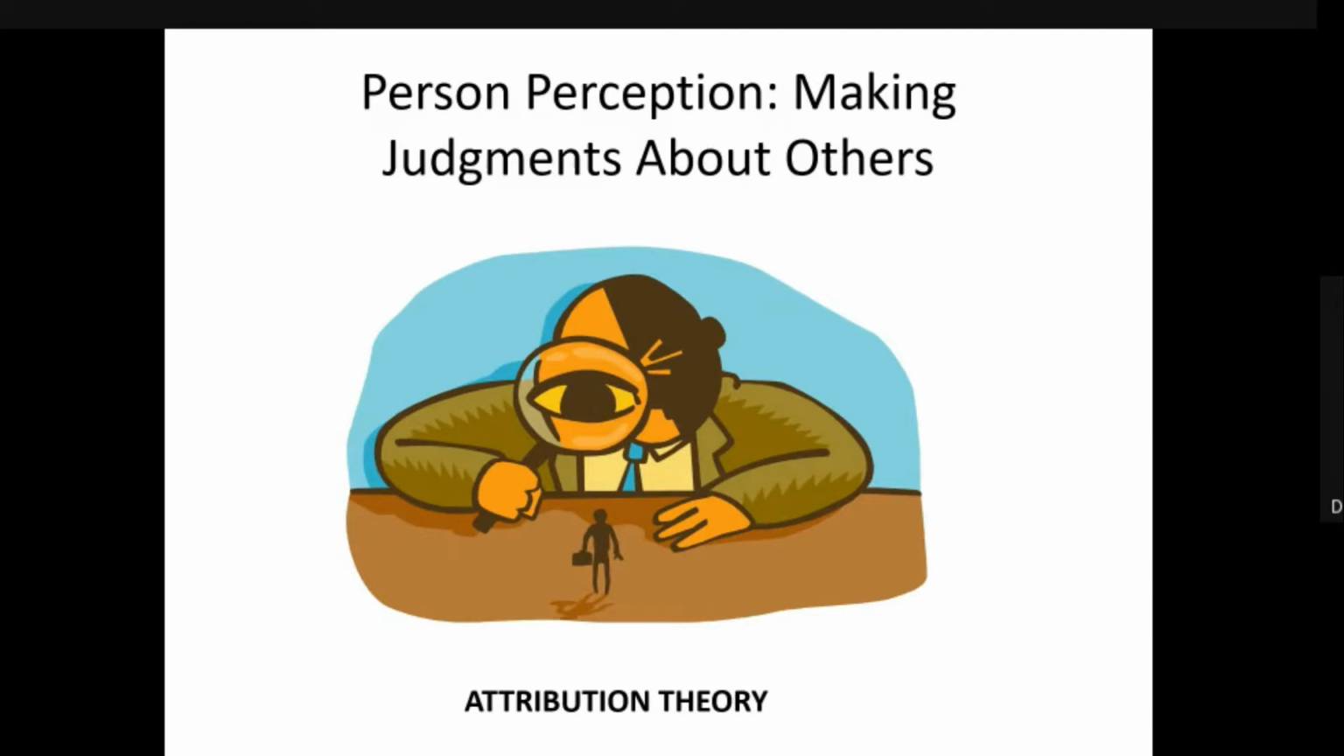Okay, so let's continue our discussion on perception and attribution. Let's proceed to person perception, making judgments about others, or what is called attribution theory. Non-living objects such as desks, machines, and buildings are subject to the laws of nature, but they have no beliefs, motives, or intentions. People do. People have the beliefs, motives, and intentions.